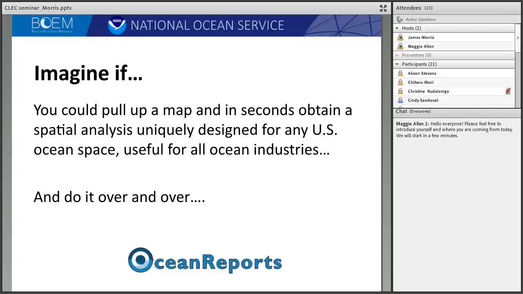I want to step back, though, and talk about screening, about looking at ocean space at the big picture and better understanding our ocean neighborhood. The best way that I can explain the tool that we've built is that we've essentially created a Zillow for the ocean, where you can go in and understand the ocean neighborhood at a very high level of detail. But we think it's better than Zillow.